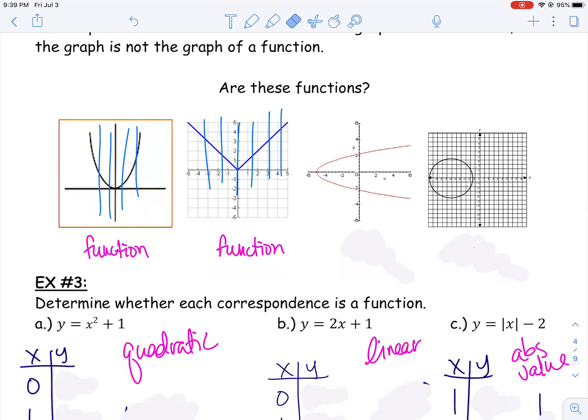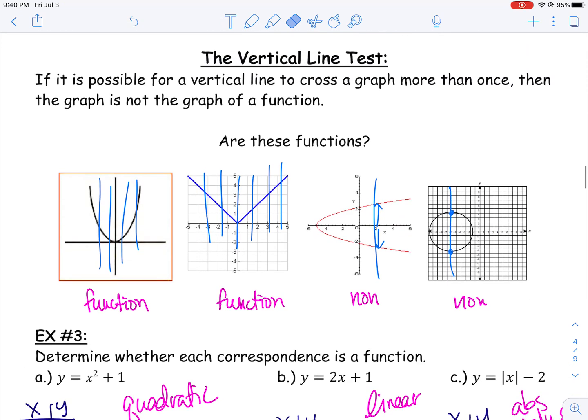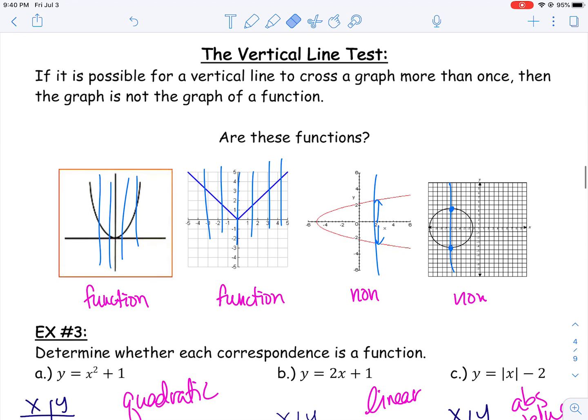But look at the last 2. If I were to draw a vertical line on this sideways parabola, at x equals 2, isn't there 2 different y values that correspond to x equals 2? And so my vertical line touches more than once. This would be a non-function. Same idea with the circle. If I were to draw a vertical line on this circle, doesn't it happen to touch it twice right here? And so this would be another example of a non-function. So it's easy to tell when you have a graph if it's a function by just quickly doing the vertical line test. If it only touches once, then it's a function.